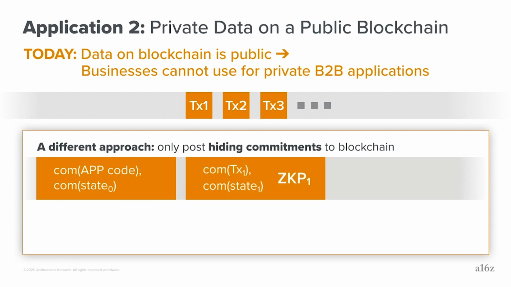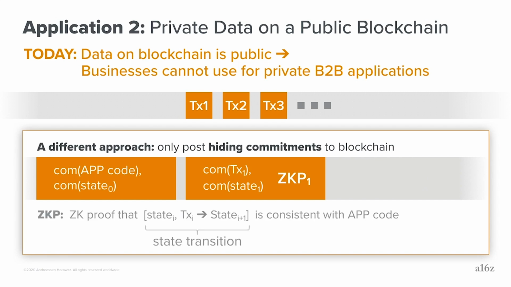Okay? And then when a transaction happens, when we need to move to a new state, you can see the transaction is hidden. We only post commitments to the transaction onto the blockchain, and we post a commitment to the updated state. What we do is we also update a zero knowledge proof that says that this state transition is valid. The state transition is done according to the committed code.